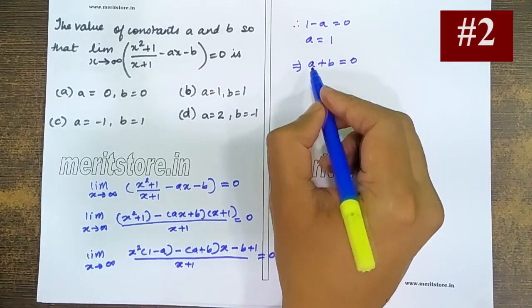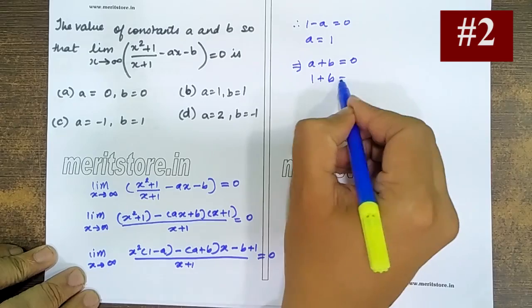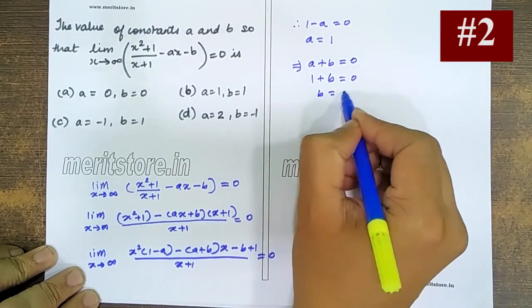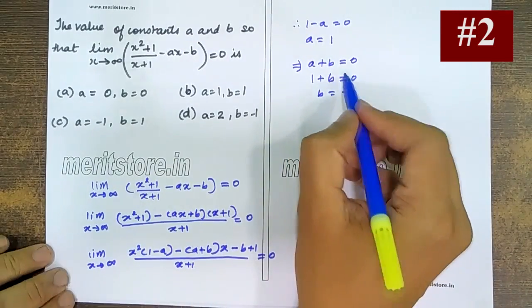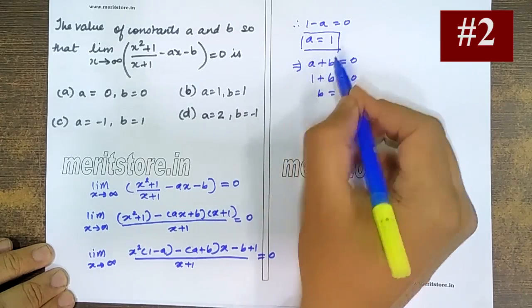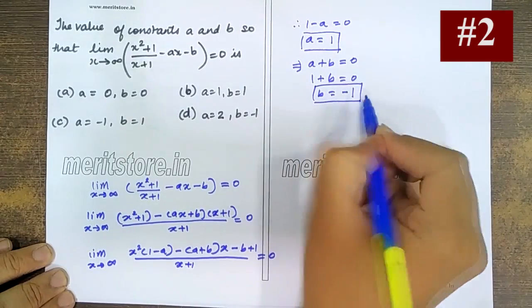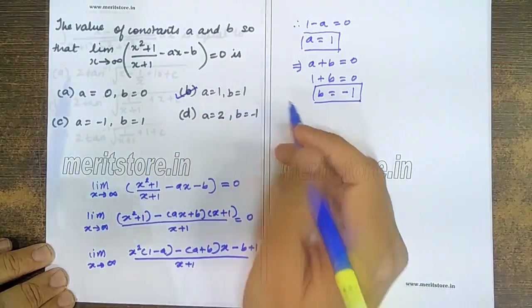So from that we can substitute the value of a. So 1 plus b is equal to 0. So b is equal to minus 1. So here a is 1, b is minus 1. So b is the correct answer.